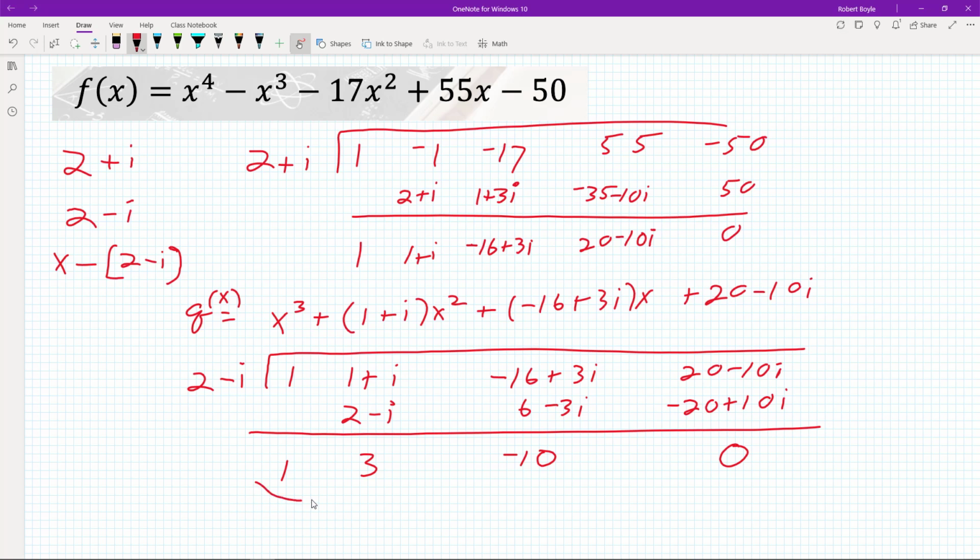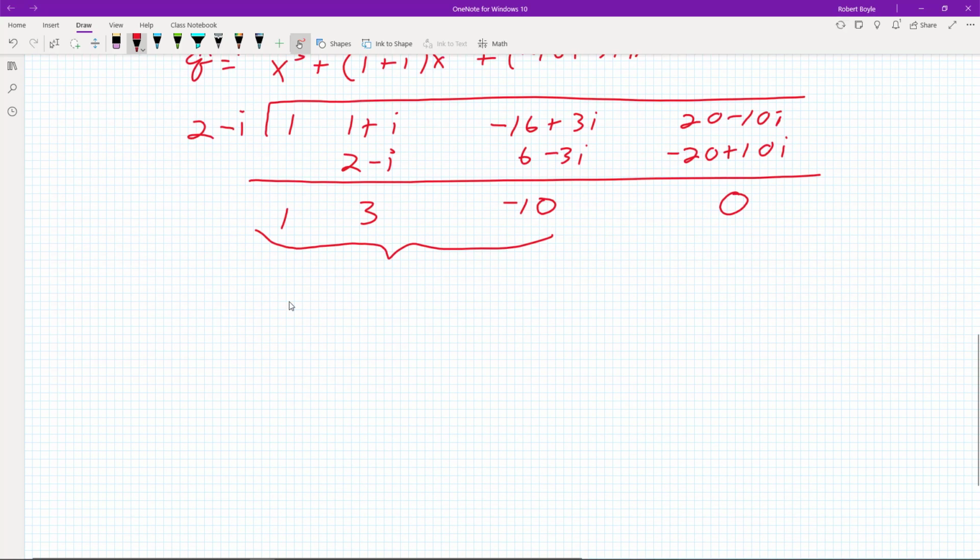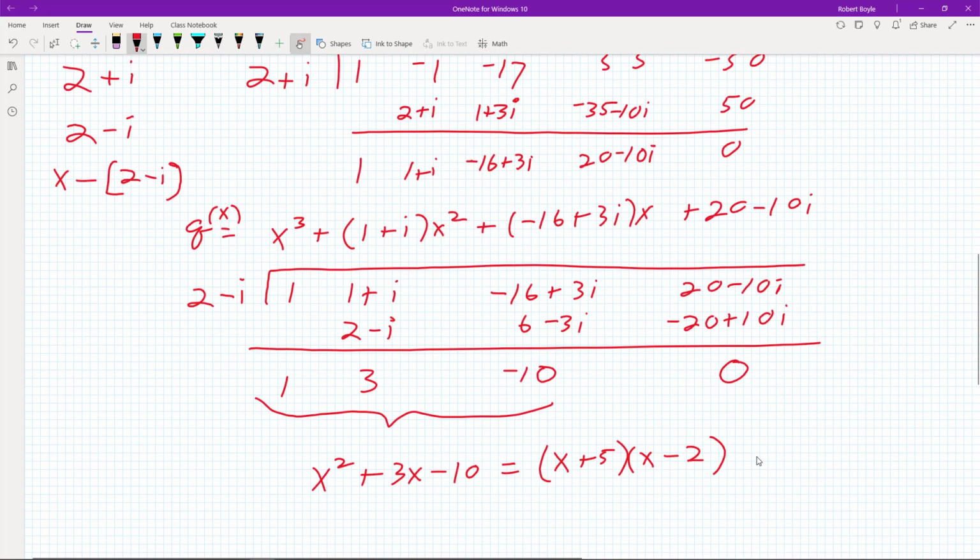And this right here are the coefficients for our new quotient, which, by the way, is going to be x squared plus 3x minus 10. And this easily factors into x plus 5 times x minus 2. So then our other zeros are going to be, well, 2. Well, first we have 2 plus I.